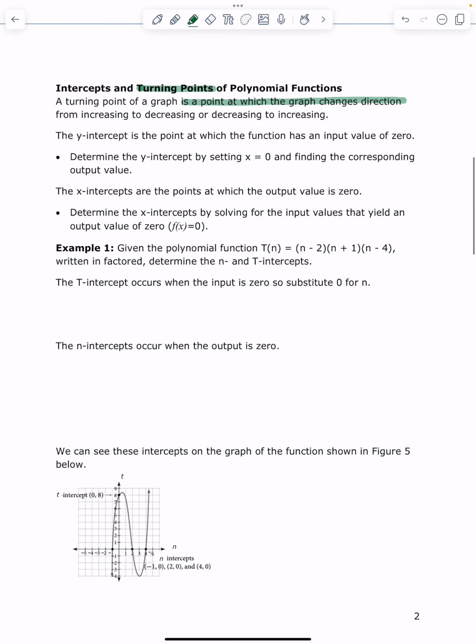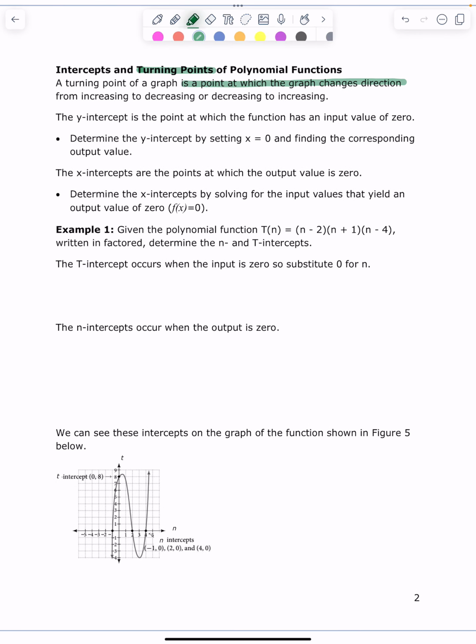You can take the time to read through these notes. I am not going to read them for you. I will color coordinate so you can match with what we talked about above, how to find the y-intercept, how to find the x-intercepts.